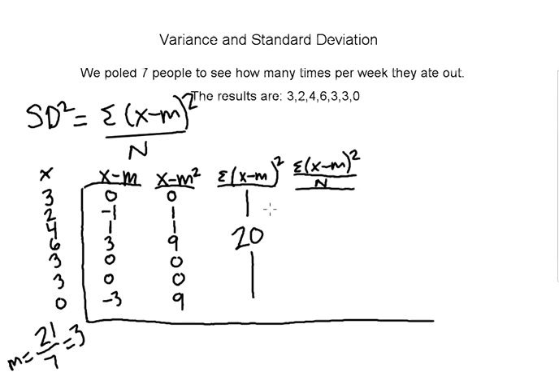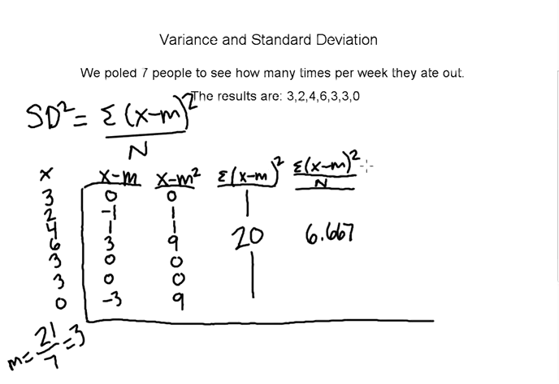When you take the sum of squares, which is 20, and divide it by the number of scores, which is 7, you get 6.66 repeating, so we'll call it 6.667. That will get you the variance.